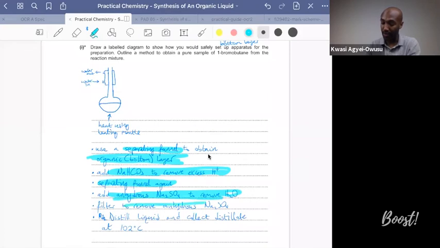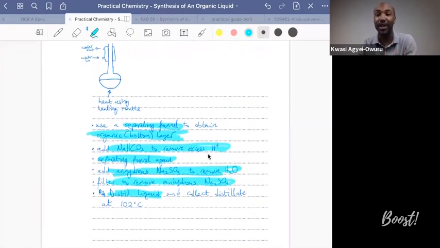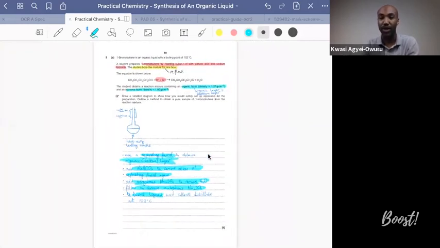Remove your anhydrous sodium sulfate by filtration, or you just simply pour your liquid carefully and then distill the liquid, and collect the distillate at 102 degrees Celsius. Okay, so that is quite a nice question testing your recall of the techniques involved in synthesizing an organic liquid.